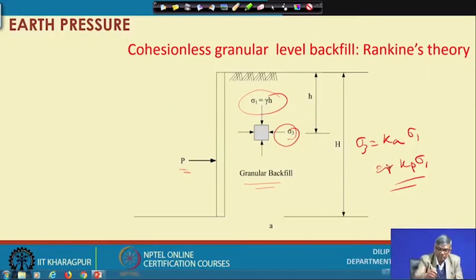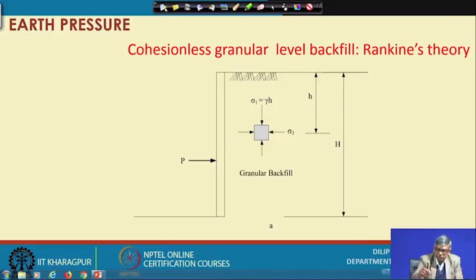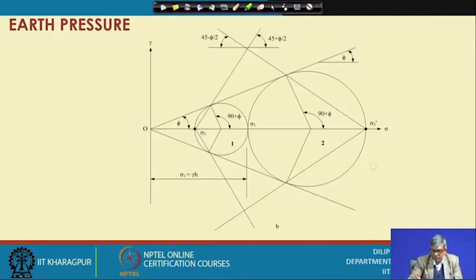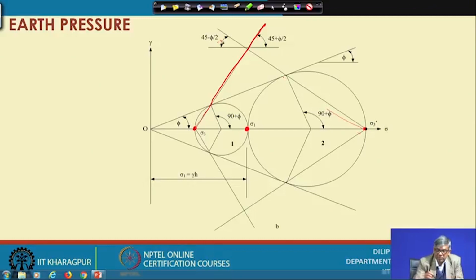So, we will go to the next slide. You can see this. Initially sigma 1 was here, and then sigma 3 became here, and this became the Mohr circle, and this became the failure plane, and this is 45 degrees plus phi by 2. So geometrically you can find out, and this was sigma 1, and for the passive case this becomes sigma 3, so this is failure. From here, if you join this, you get 45 degrees minus phi by 2.